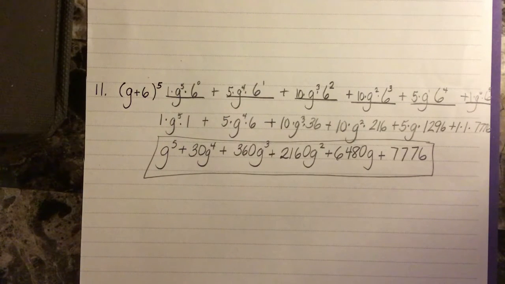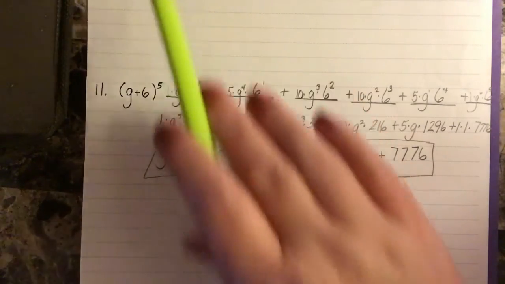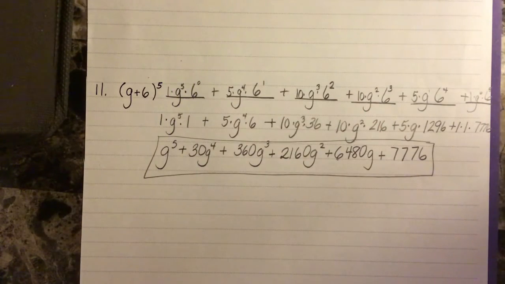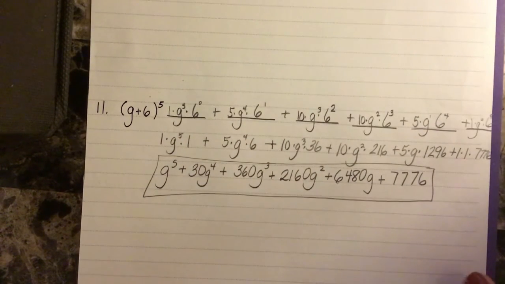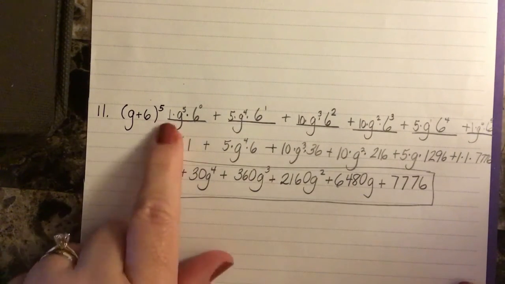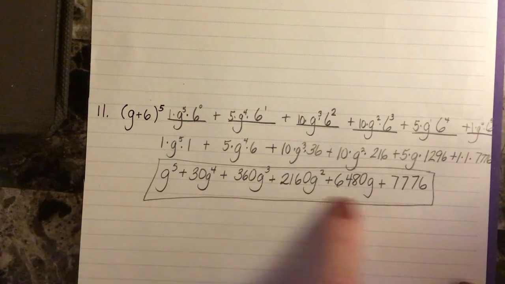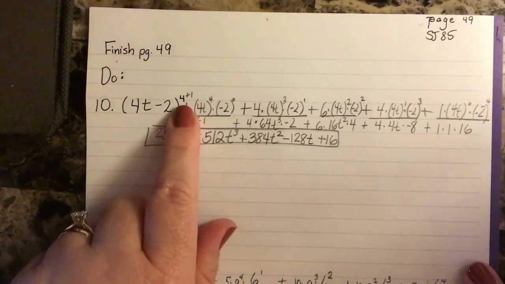So hopefully now you can expand any binomial that you're given to find what would have been the product of 5 binomials here, 4 binomials here.